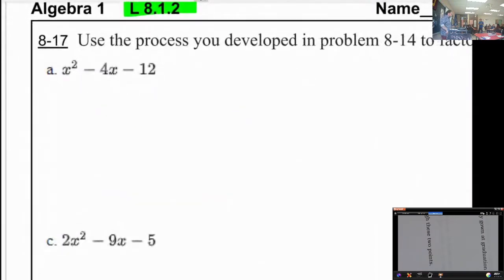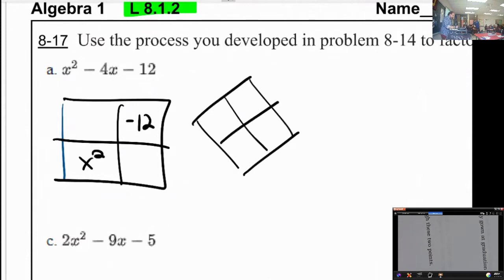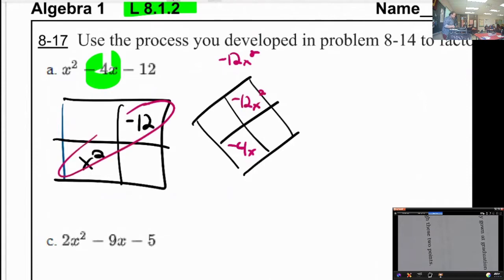8.17, we're going to practice exactly what we did today. I'm going to go real fast because I want to get all these problems done in 15 minutes. So make a generic rectangle. Go ahead and put your x squared and your negative 12 in there. The diamond problem comes next. We have to think about two numbers that add to be negative 4x and multiply to be negative 12x squared, which is what the diagonal multiplies to be. So we have to think about numbers that multiply to negative 12 and add to negative 4 if they exist. It's also possible that they don't.